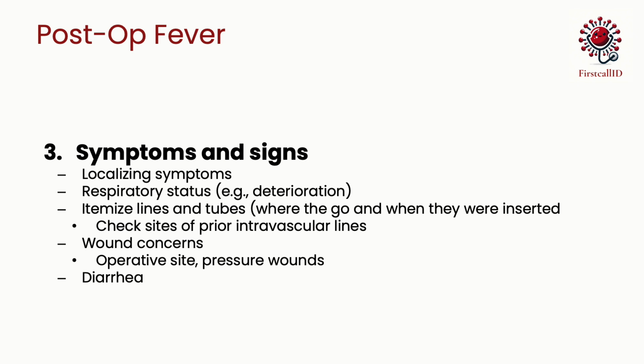That's particularly important when we're looking at tubes and drains and correlating when they were inserted to culture information from those drains. We also want to pay attention to any previous intravascular lines, which could be a potential site for inflammatory changes like a phlebitis or thrombophlebitis, or even a site of infection. We want to pay attention to any particular wound concerns by speaking to the patient's nurse, examining the patient, and speaking to the primary team. And not just the operative site, but also pressure wounds which can develop in patients in the post-operative period.